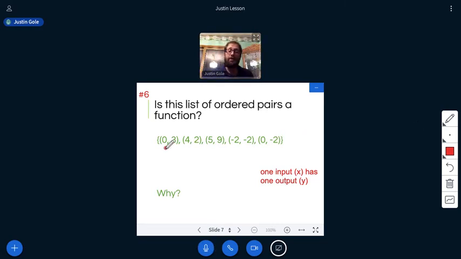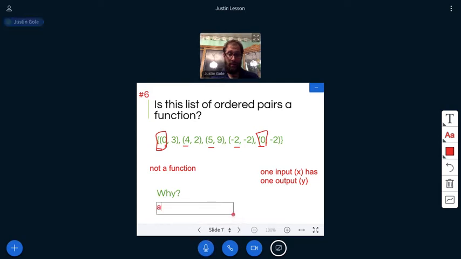All right, thanks for taking a moment here. Let's look at our inputs, our x's. Do any of these repeat? I see right off the bat that 0 repeats. So I know if my input repeats, I would write "not a function," and for why, I could put "input repeats."